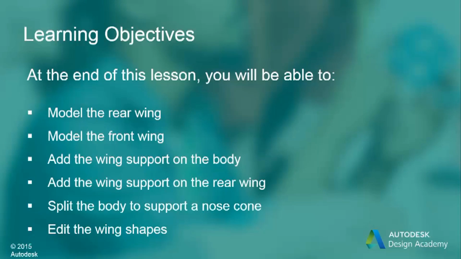All right, welcome to the F1 project. In this lesson, we're going to be modeling the rear wing and the front wing and adding a wing support on the body. We'll also add a small wing support at the rear wing. We're going to split the body to support the nose cone and then edit the wing shapes.